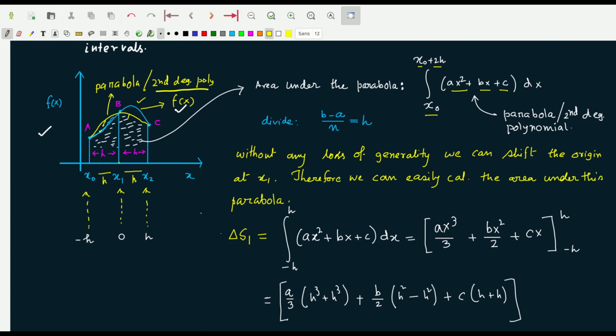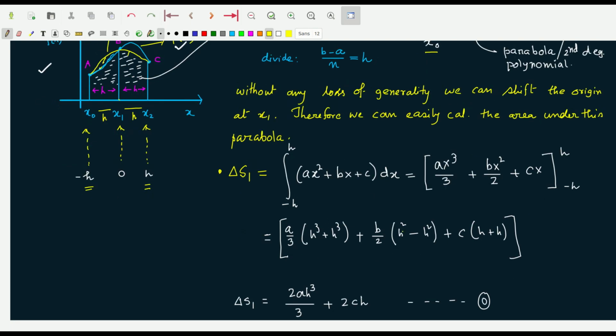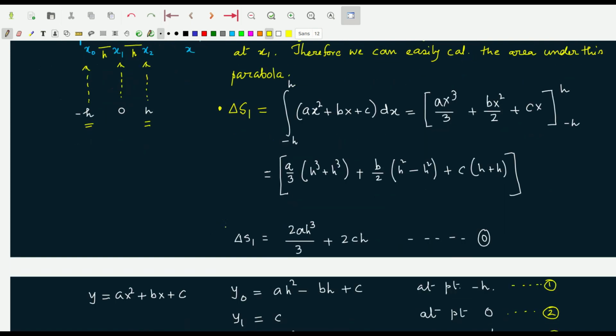So what is the area? I am calling it delta s1, and I have to integrate from minus h to plus h, because we have shifted the origin to x1, which is 0, the new designation, the integral of (ax square plus bx plus c) dx, which is as simple as ax cubed by 3 plus bx square by 2 plus cx, from minus h to h. After doing this simple algebra, and if you pause the video you can check it out, delta s1 is 2ah cubed by 3 plus 2ch. This is my 0th equation.